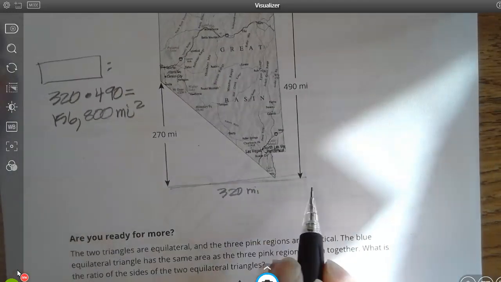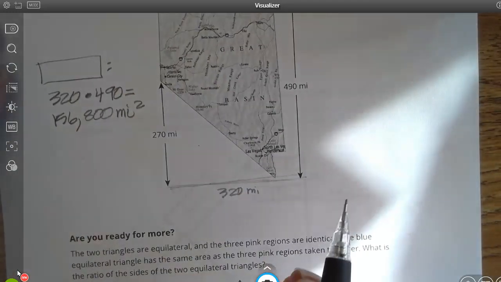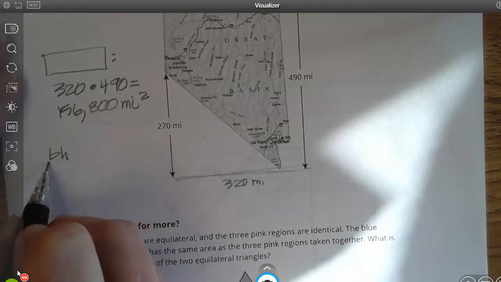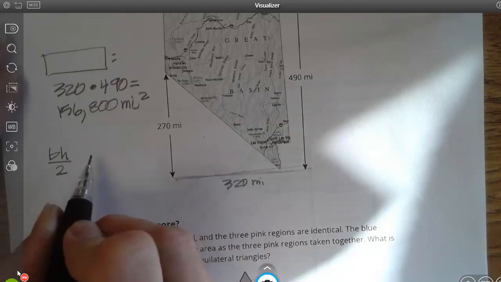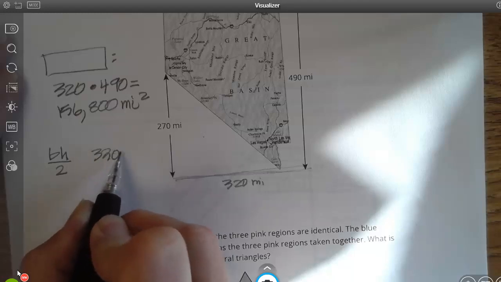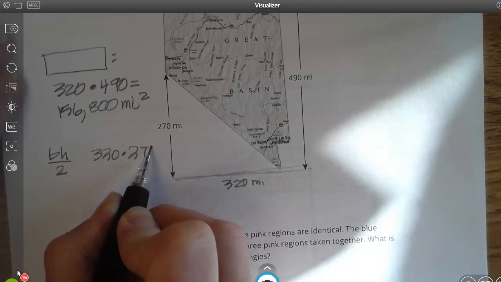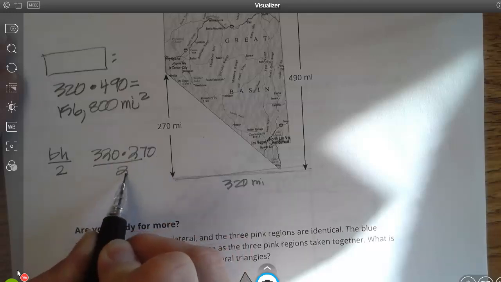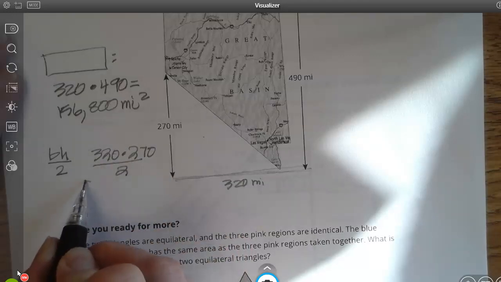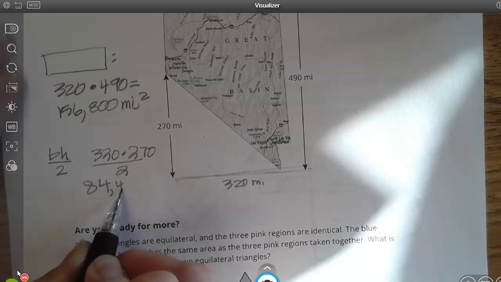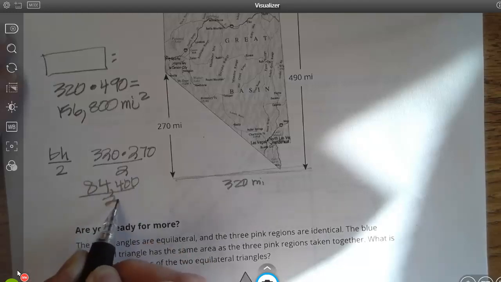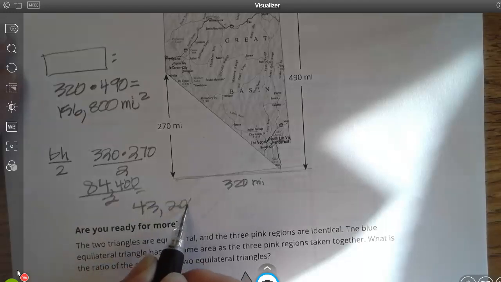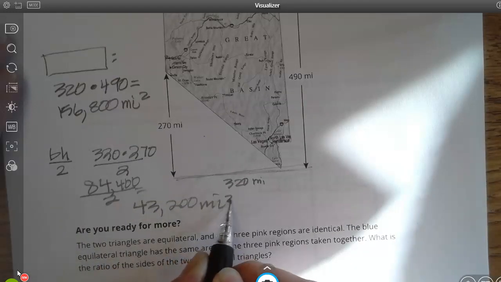But we need to find the area of this triangle. And so remember, the area of a triangle is the base times the height divided by 2. So we're going to do the base of 320 times 270, get that answer, and then we're going to divide that by 2. Okay, so it was 84,400, divide that by 2, that gives us 43,200 square miles that we need to cut out of Nevada.